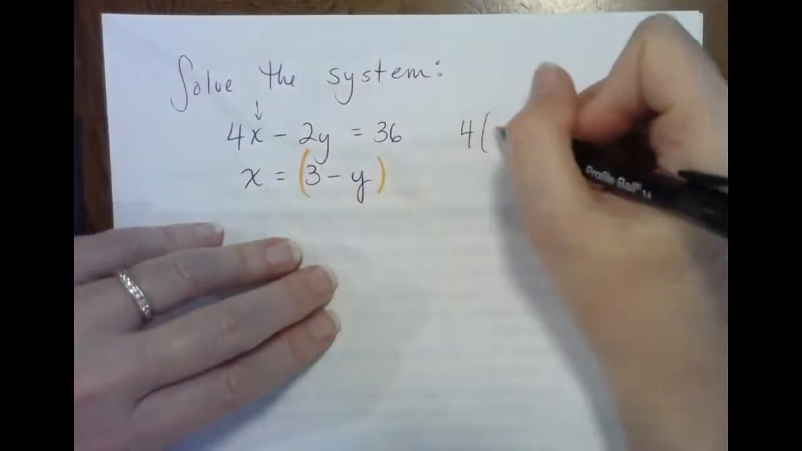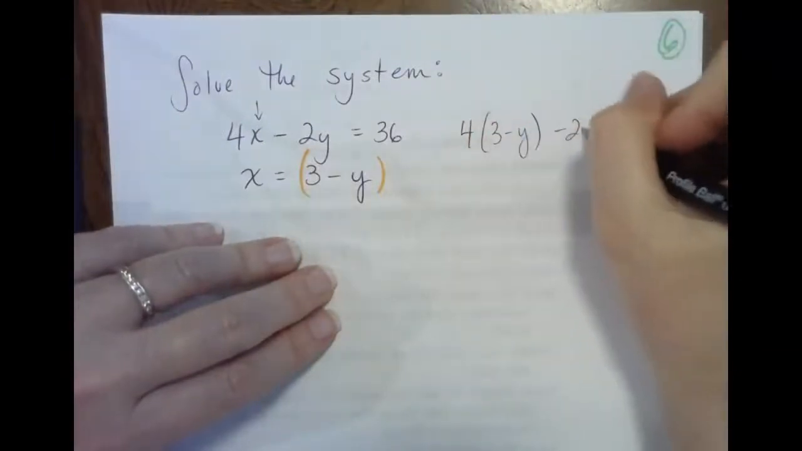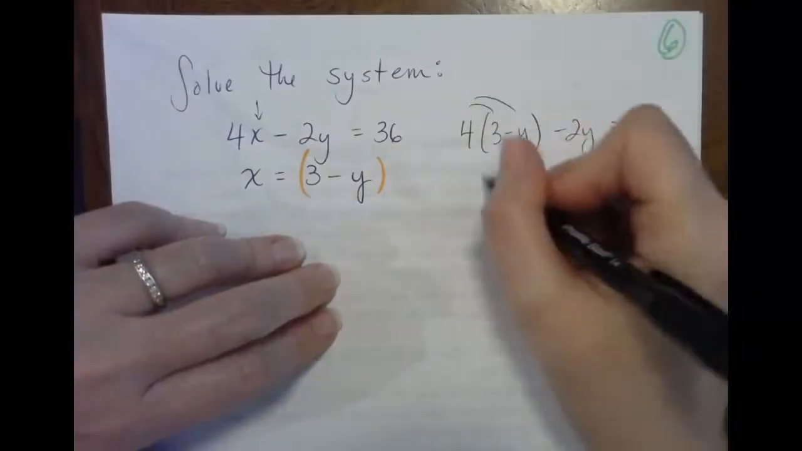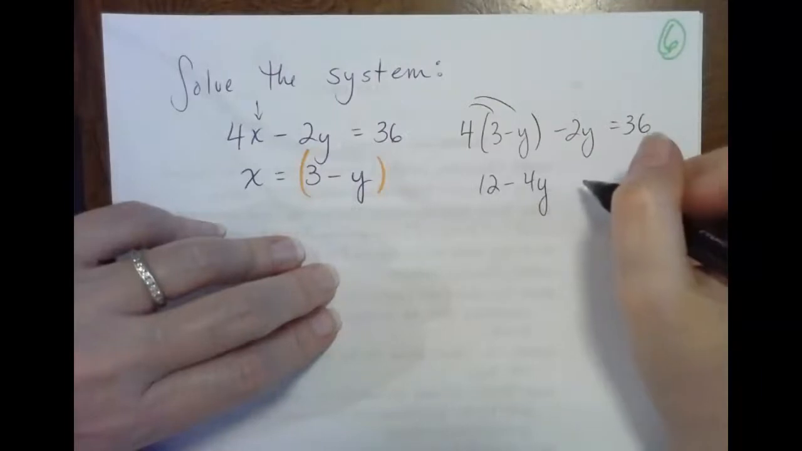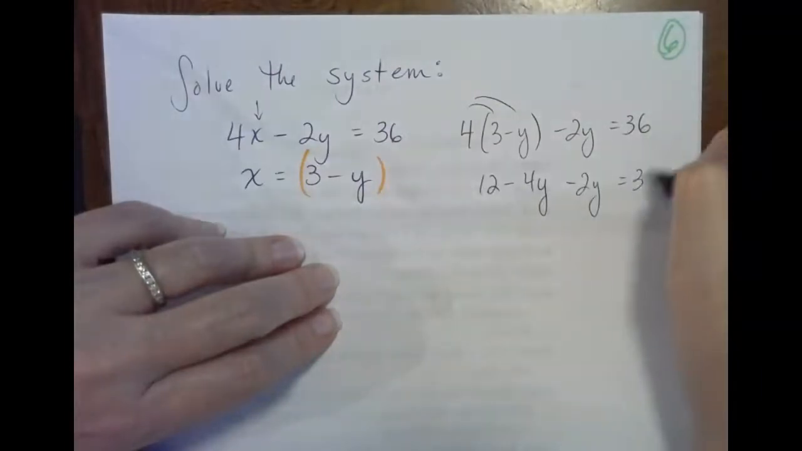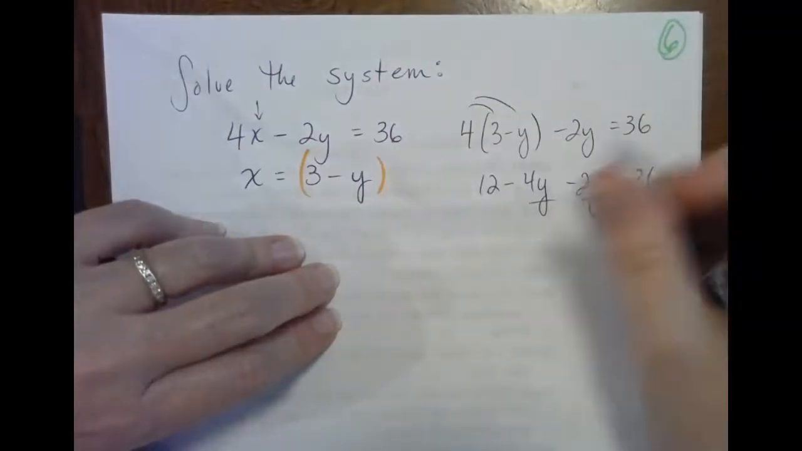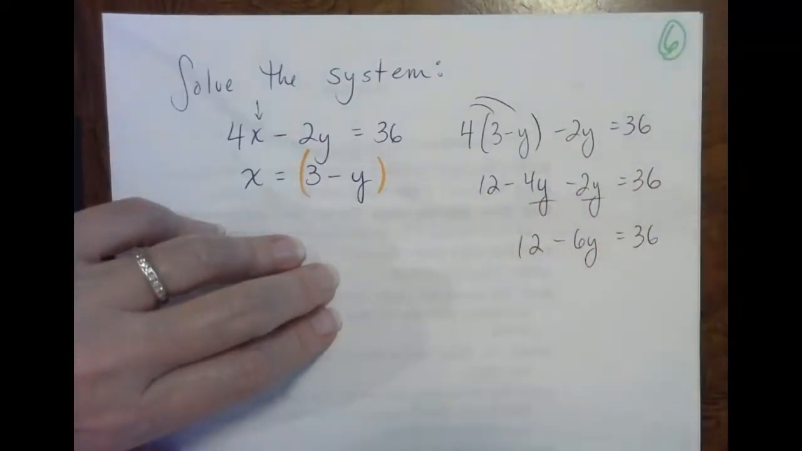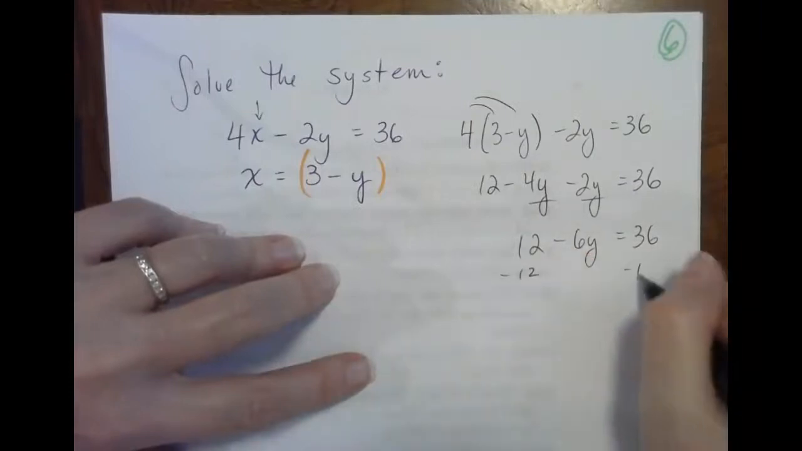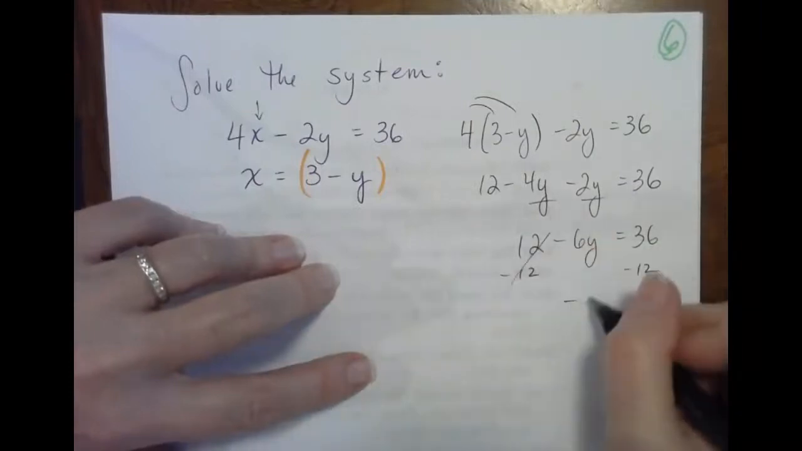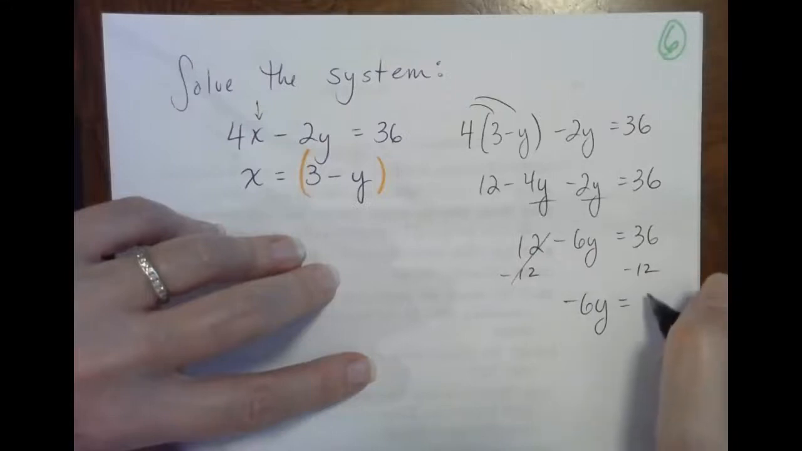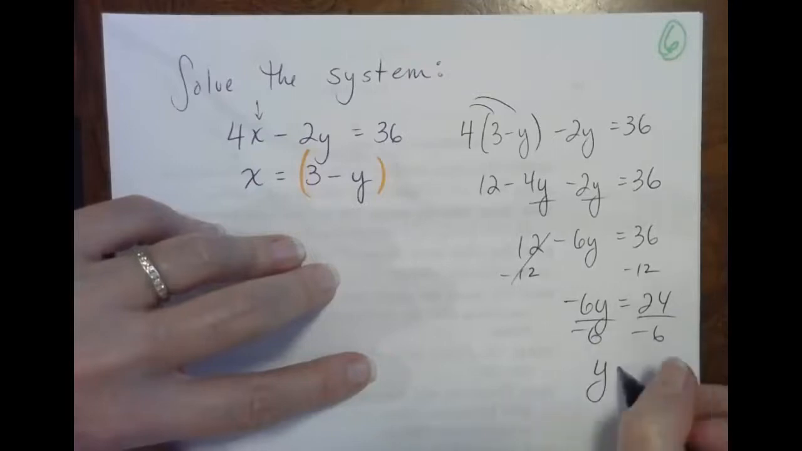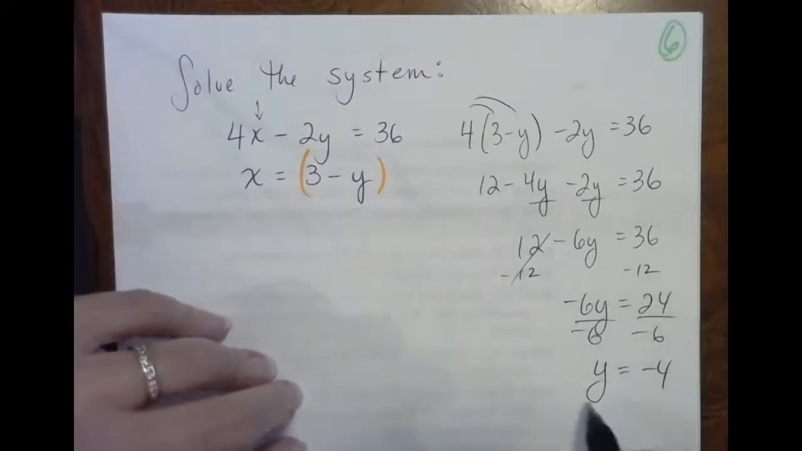So 4 times (3 minus y) minus 2y equals 36. Use the distributive property: 12 minus 4y minus 2y equals 36. Combine like terms: 12 minus 6y equals 36. Minus 12, minus 12. I'm just solving for y. Negative 6y equals 24. Divide by negative 6. Y equals negative 4. There's my y value.